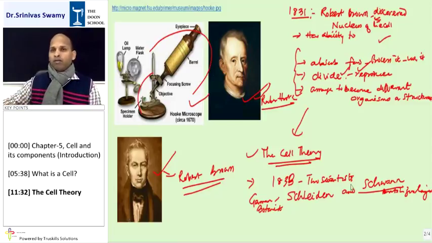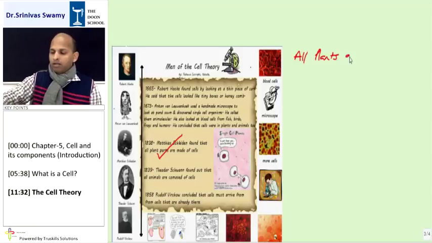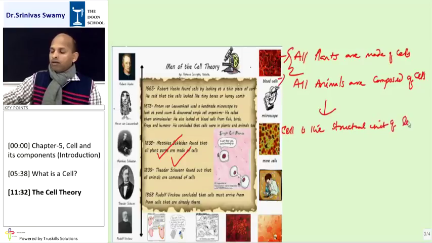What Schleiden found was that all plant parts are made up of cells. All plants are made of cells. Subsequently, what Schwann found out was that all animals are composed of cells. All animals are composed of cells. Okay. So when they found this out, they jointly stated that the cell is the structural unit of living organisms. So the first part of the statement is found, structural unit.